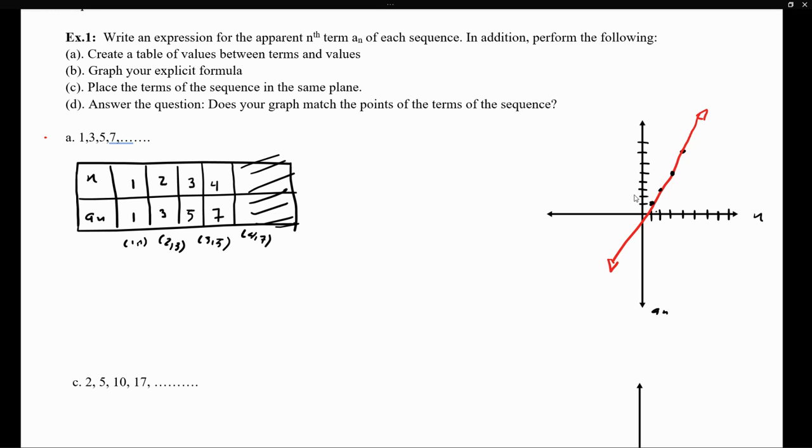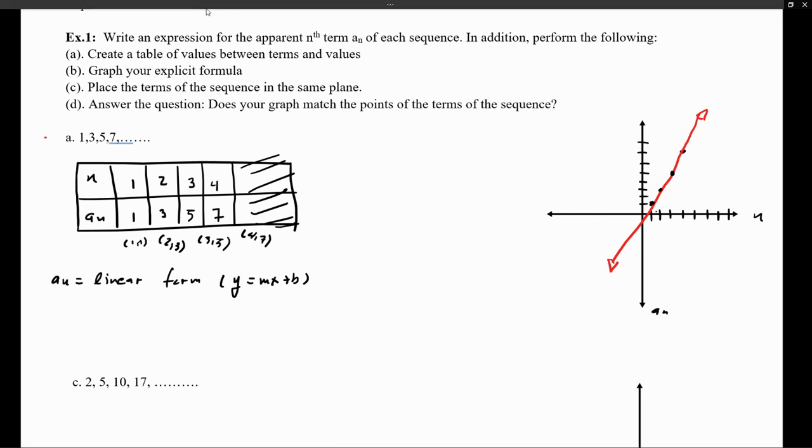So perhaps if I know that my sequences are behaving in a line, perhaps I can define my terms using a linear function. And if I want to define a linear function, all I need is just the slope and the y-intercept.